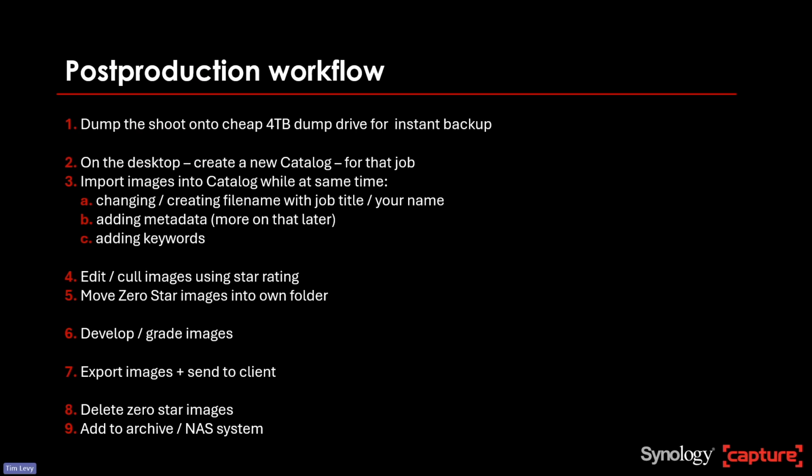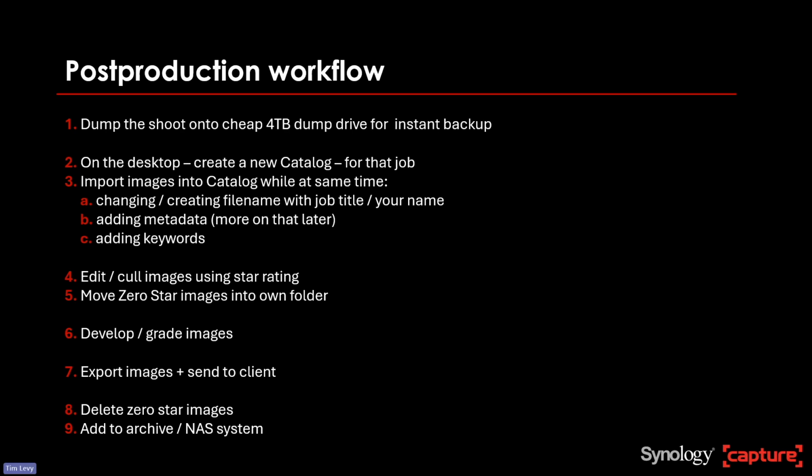So this is my post-production workflow. So just say I've shot a wedding, don't really want to lose someone's wedding photos. There's no reshoots for weddings. But I get all my images and I just dump them onto a cheap 4 terabyte hard drive, just safety save, I call them. And then I create a catalog on the desktop on my computer because it's a SSD, it's very fast. Then I import the images into catalog like I just showed you.